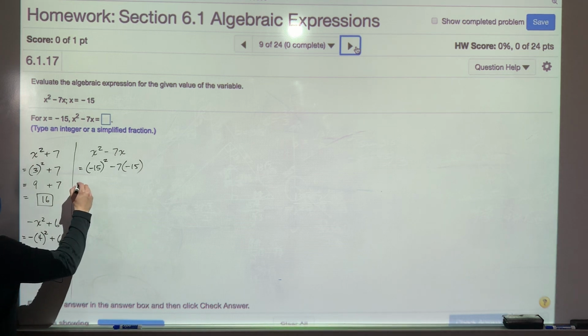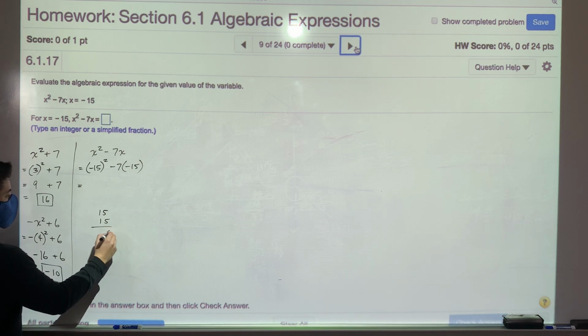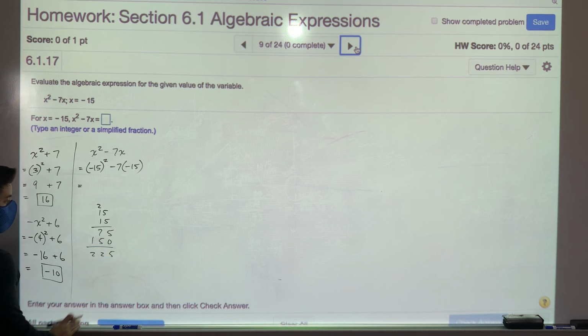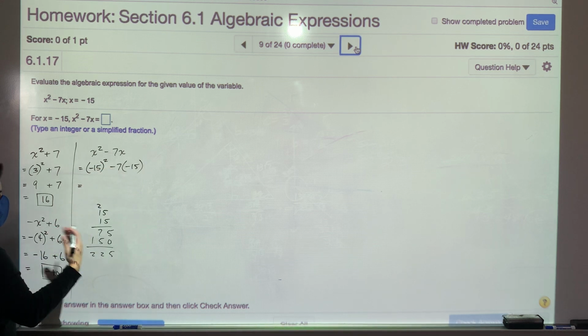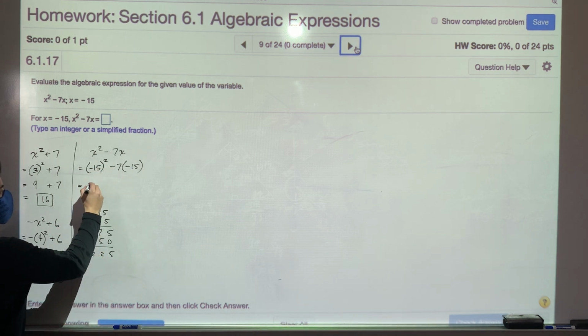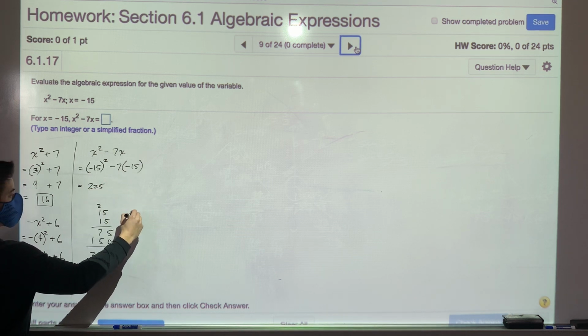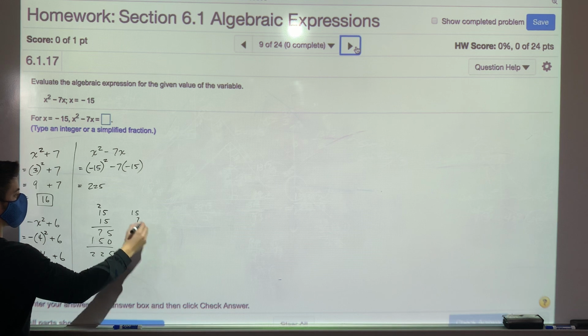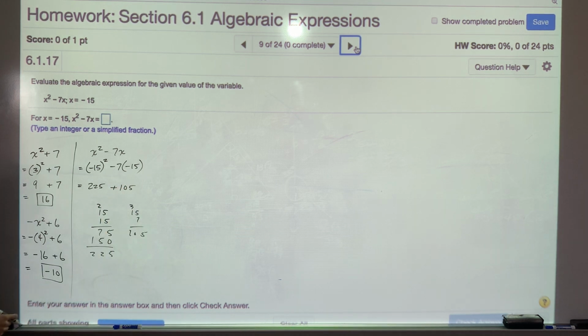Okay? So with that said, negative 15 squared, if you don't know what that is, go do the math on the side. It's 225. So I've got a negative to an even power. Negative 15 times a negative 15 is going to be a positive 225. And then from there, I can go do the other one. 15 times 7, that's going to be what? 105. So positive 105.